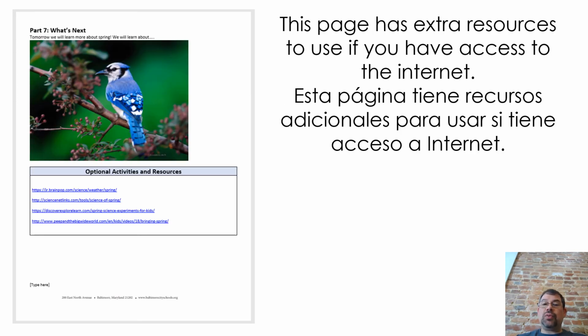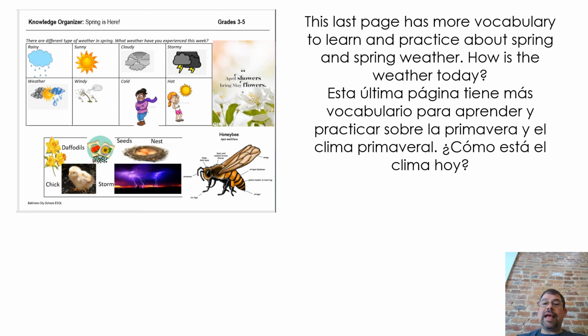This page has extra resources to use if you have access to the internet. This last page has more vocabulary to learn and practice about spring and spring weather. How is the weather today? Well, for me, as far as I can see, it is nice and sunny.